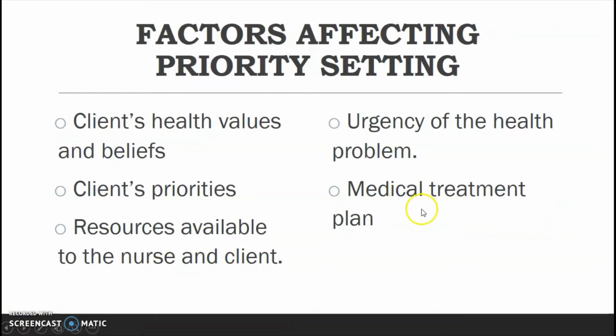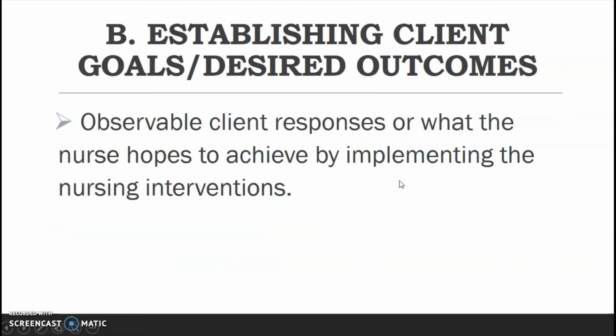Okay, we're done with the first activity under your planning process. We are now going to go to the second activity, which is the establishment of the client's goals and desired outcomes. So this second activity under your planning phase hopes to create now an observable client's response, or what the nurse hopes to achieve by implementing the nursing interventions that we will be setting later on. This will now guide us on what do we really want to achieve, okay, with this nursing care plan.